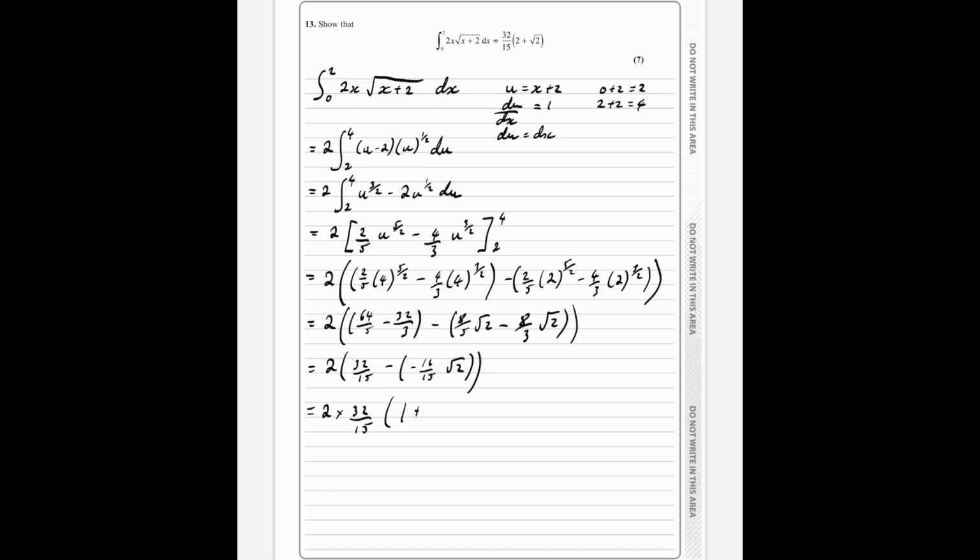Then we'll simplify these fractions and surds where we can, and eventually factorize out 32 over 15, to leave us with 1 plus a half root 2. I could have just factorized out 16/15 at that point. Perhaps would have been slightly simpler, but it doesn't matter. You end up with 32/15 of 2 plus root 2, which is what the question wanted.